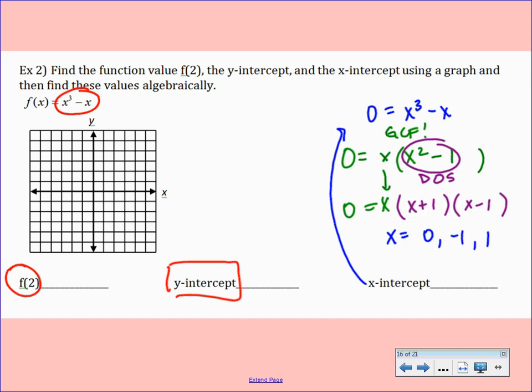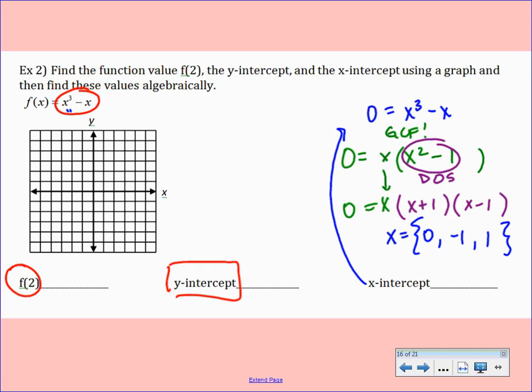Perfect. 0, negative 1, and 1. There are 3 answers because there are 3 x-intercepts. Because there's 3 in the exponent. Because it's an x cubed. Yep, that's it. Not that anything you said was wrong, but that's why. Cool? Alright. So 3 x-intercepts, how do we write them?